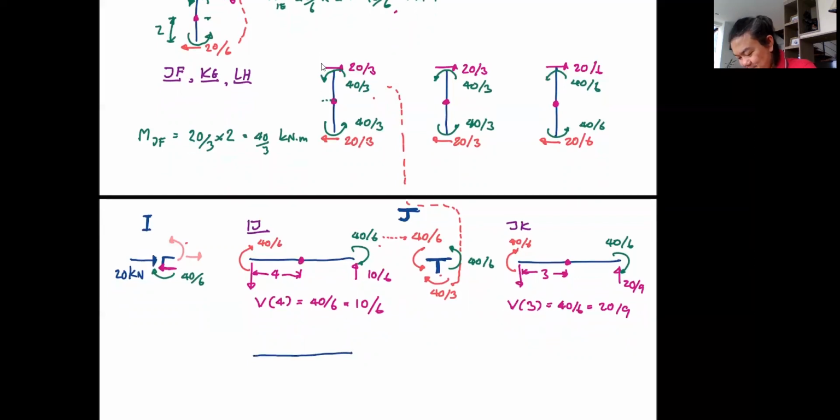What's that? What's the name? KL. Okay. And maybe it's not a bad idea to try to draw the joint first.